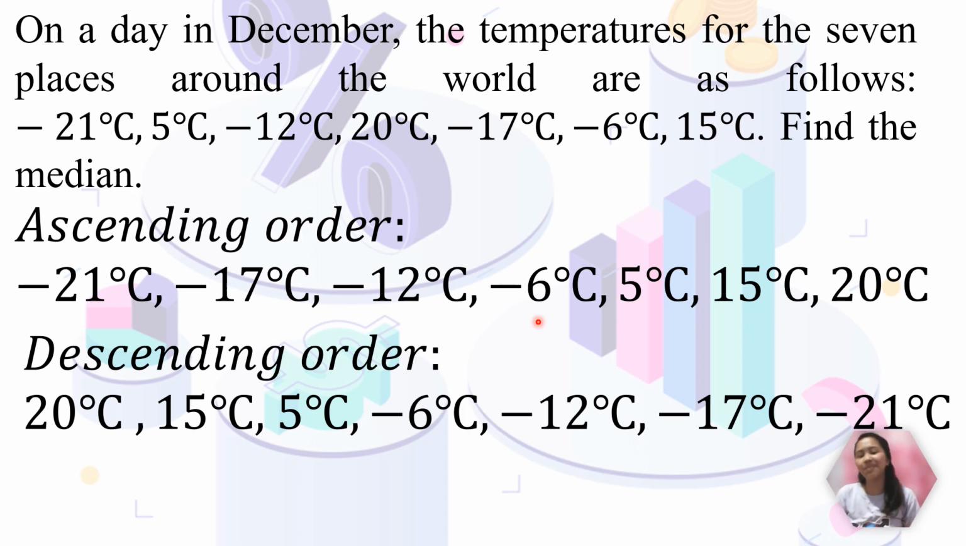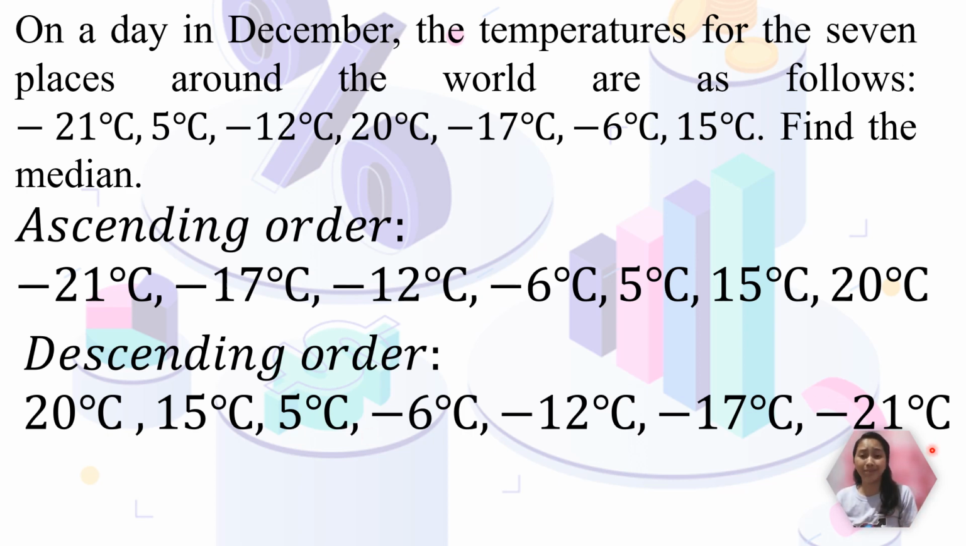Now, baliktarin naman natin, mag-umpisa naman tayo dun sa pinakamataas, papunta dun sa pinakamababa. Ngayon, ang pinakamataas natin, syempre, ay 20 degrees Celsius. Babaliktarin lamang natin tong ascending order, kasi the opposite or the antonym of ascending is descending. So you will be having now 20 degrees Celsius up to negative 21 degrees Celsius.